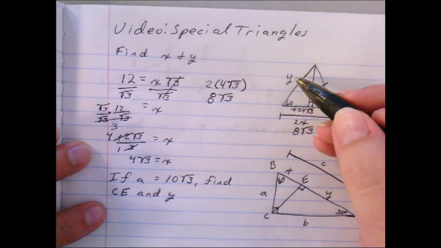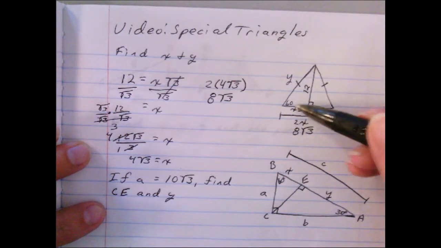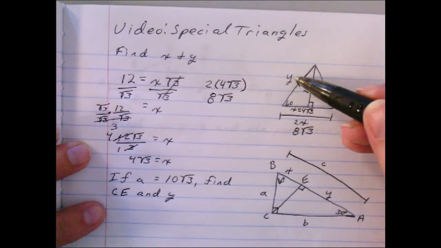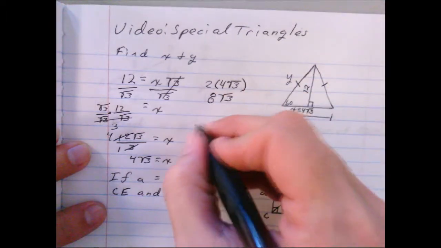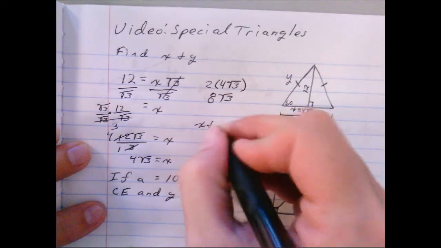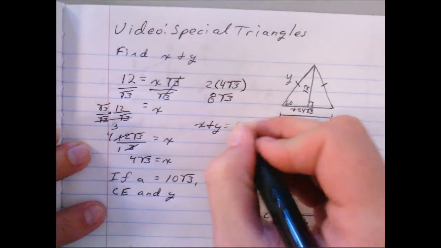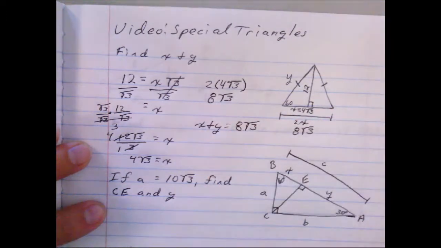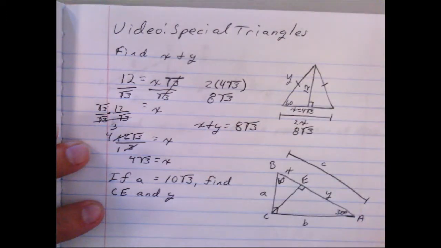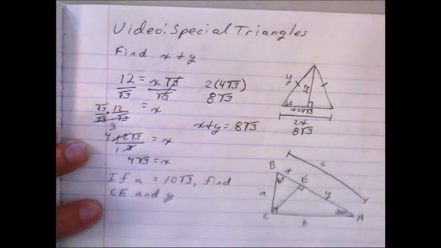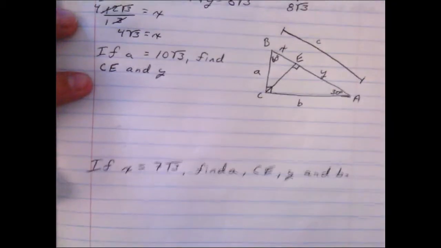Then for y, we know we're going to take this short side times 2 to get that as well. So y is actually the exact same thing. So x and y equal 8 square root of 3 there, because this is equilateral, all the sides are the same length. Okay? Let's go on to our next example here.